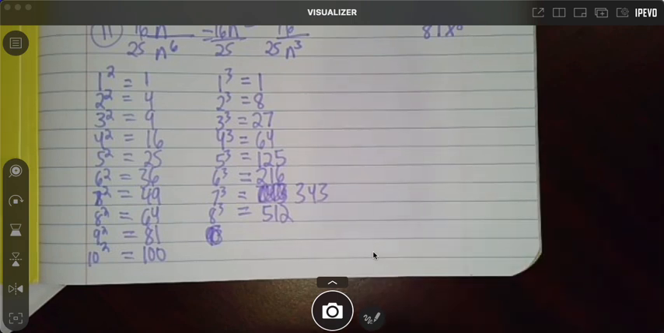Now, the opposite of squaring something is to take the square root of it. The opposite of cubing something or putting something to the 3rd power is to take the cube root.